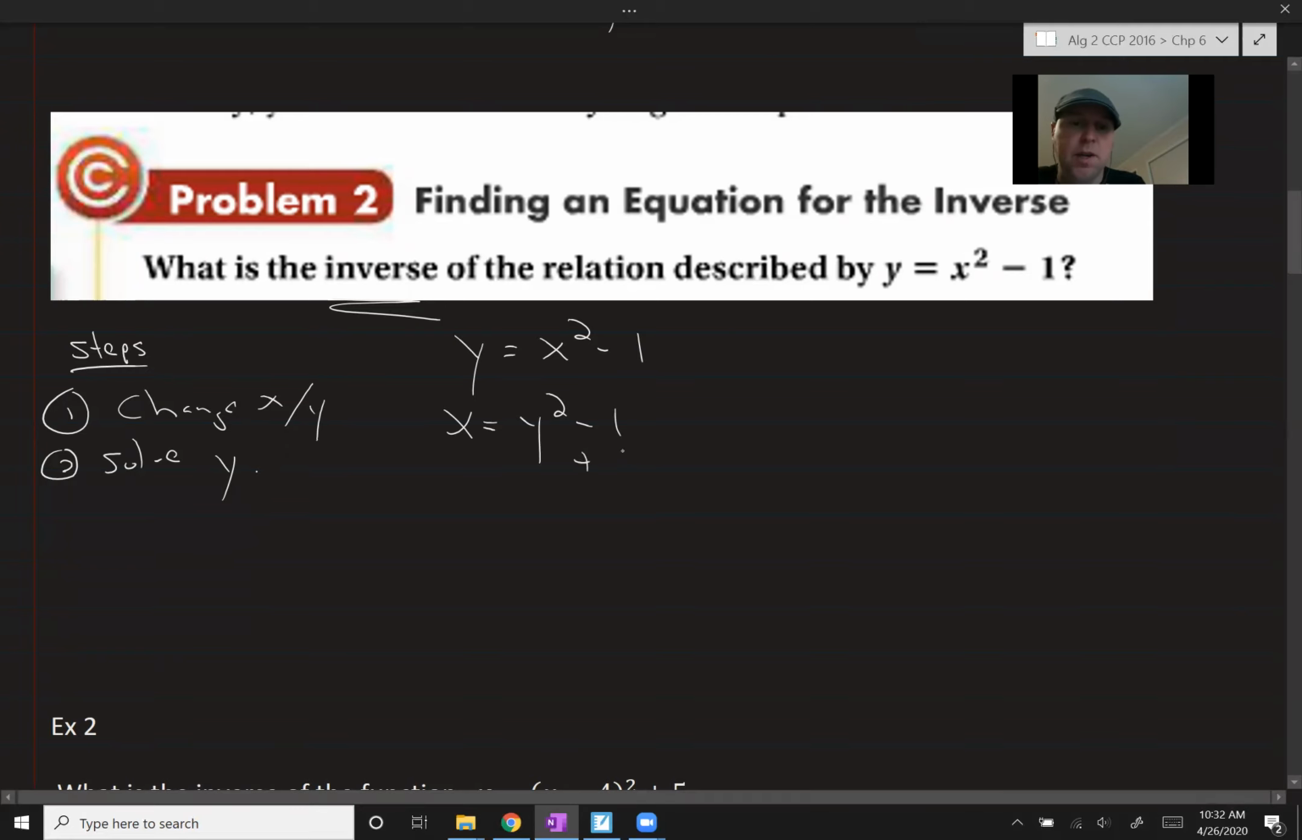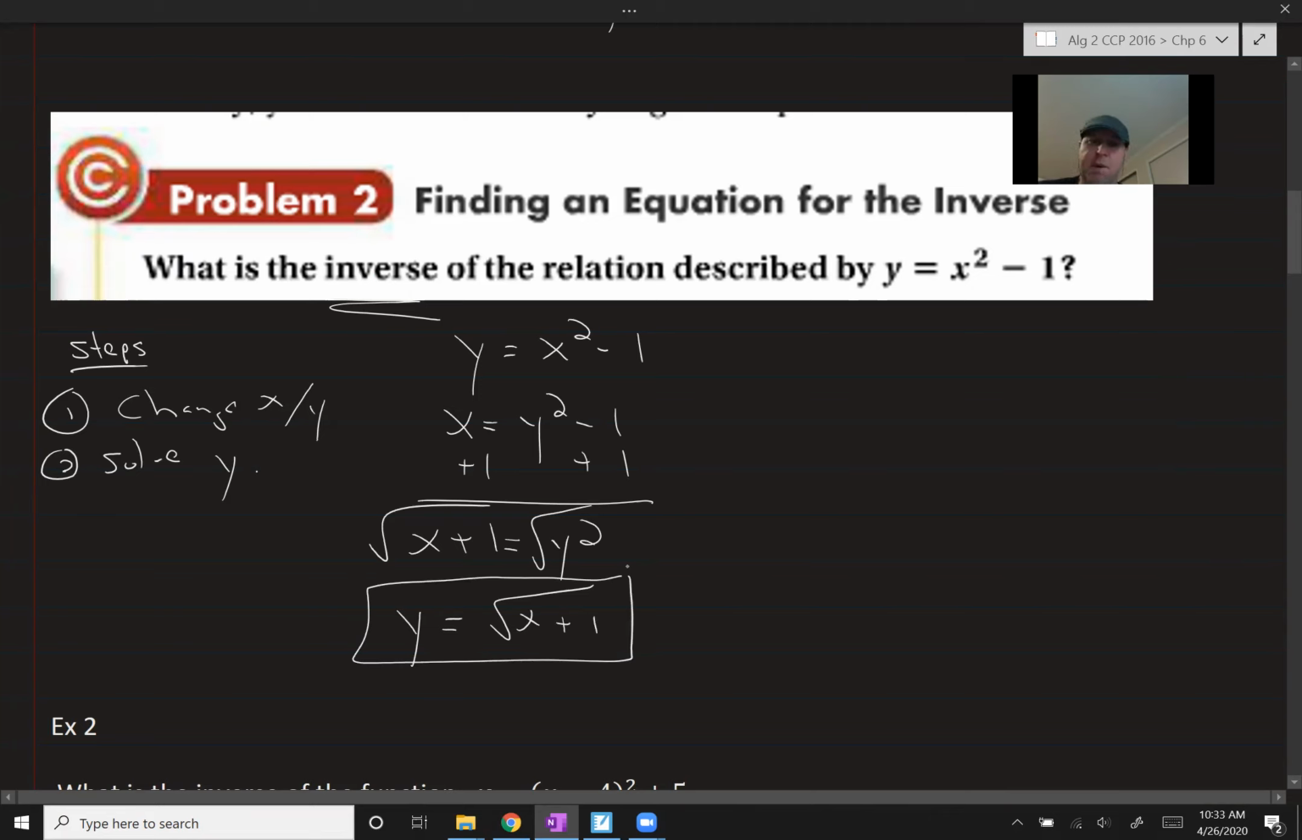All right, what are we going to do? We're going to get y by itself. x plus 1 equals y squared. How do we get rid of the square? Boom, square root. So y equals, I'm going to bring it over here on the right, the square root of x plus 1.